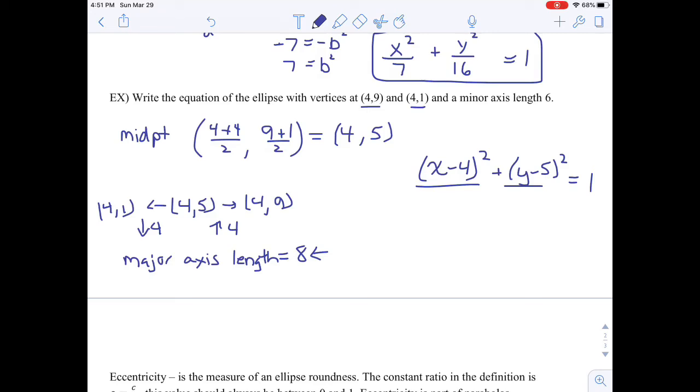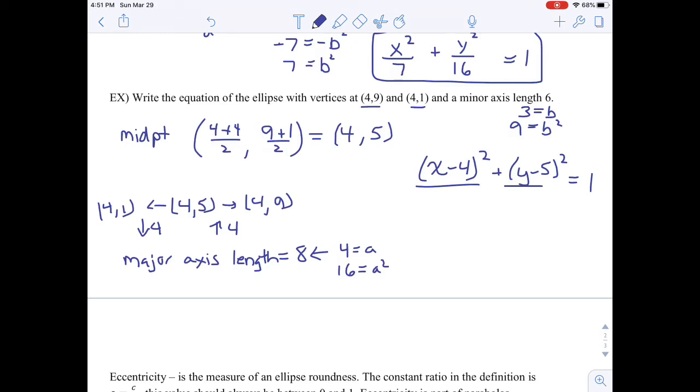That's double a, so a would then just be 4. Our minor axis length was 6, so half of that is 3, so b is 3. So a squared becomes 16, and b squared is 9. Now you have to think about where these are going to go.